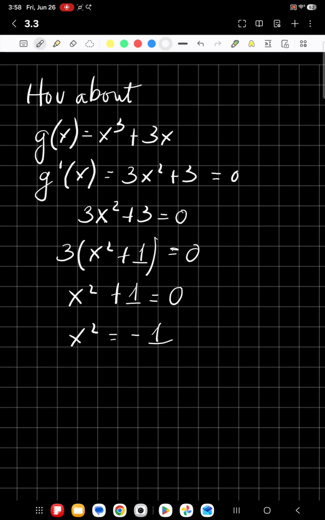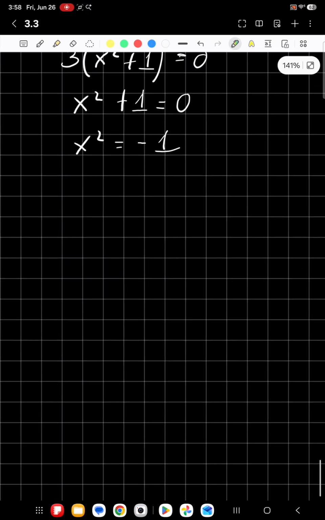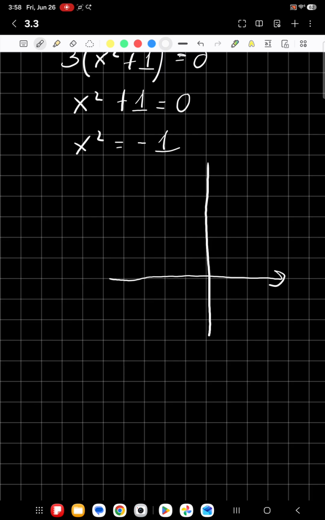So the conclusion is that this function doesn't have any places where the slope of the tangent is equal to 0, so there are no horizontal tangents. That's because, when you look at the graph of this function, it looks something like this. So y equals x cubed plus 3x.